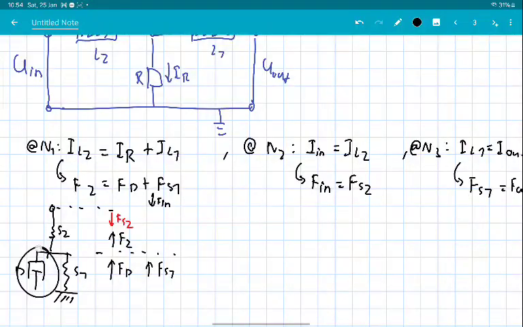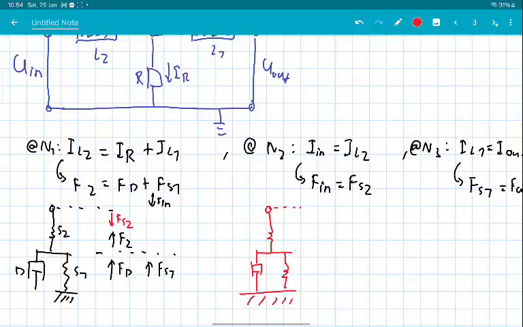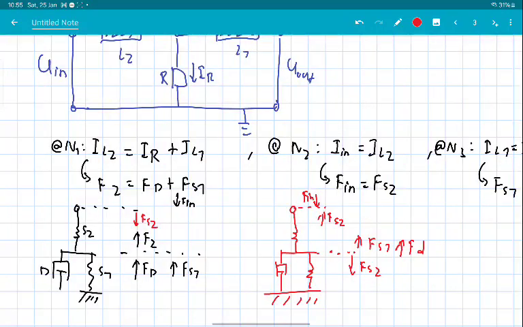But it didn't specify how we should write this. In the professor's version, he wrote it like this, such that here F in, Fs2, and on here he wrote Fs2, Fs1 and Fd, and that is what the professor did.